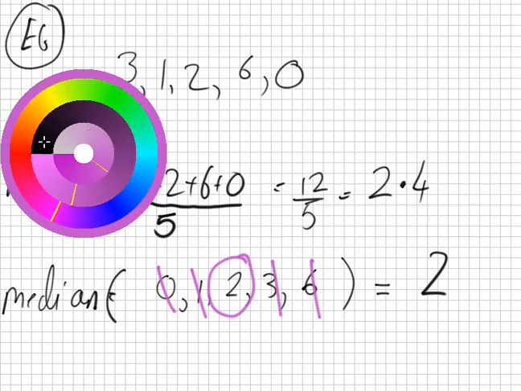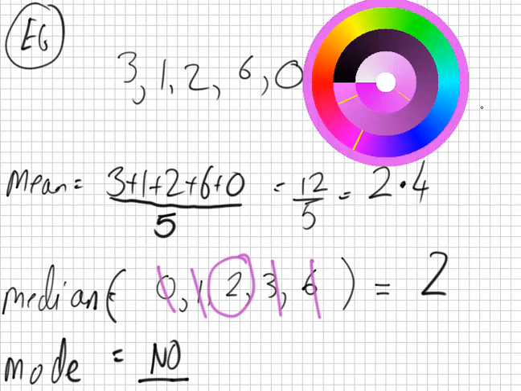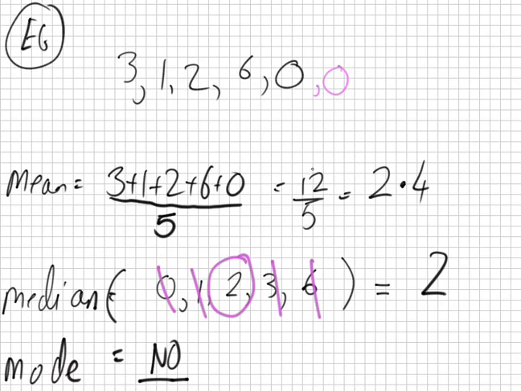But maybe this one here, the mode, what's that? Well, there is none, because none of the numbers repeat. All of them happen once, so there's no mode average here. But if I was to stick in now an extra 0 here, the total would still be 12, but what would I be dividing by now? 6, and this here will be 2. And then I have an extra 0 here.